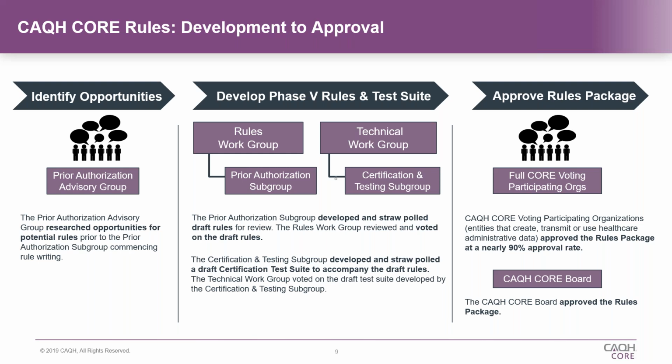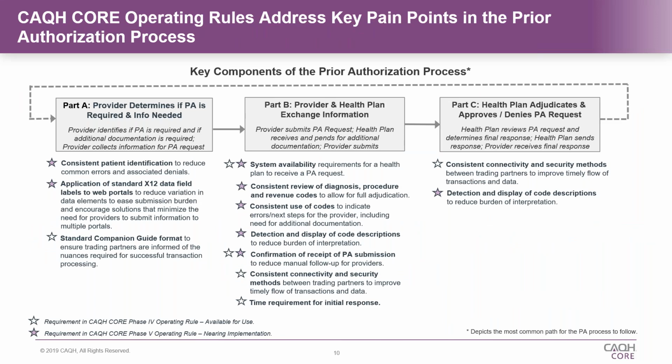On our next slide, you'll see some of the actual points that our participants came together on, both between phase 4 and phase 5 together, trying to tackle some of these particular pain points. I think a very symptomatic scheme of the PA process between part A, B, and C, between requesting, submitting, and getting the approval, we try to ensure that our operating rules tackle some of those key pain points, everything from consistent patient identification to standard companion guides for what the transaction should look like as it comes into the health plan, to very specific types of requirements for a vendor or a clearinghouse or a health plan.